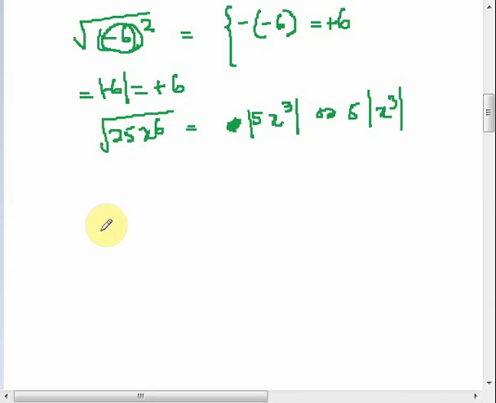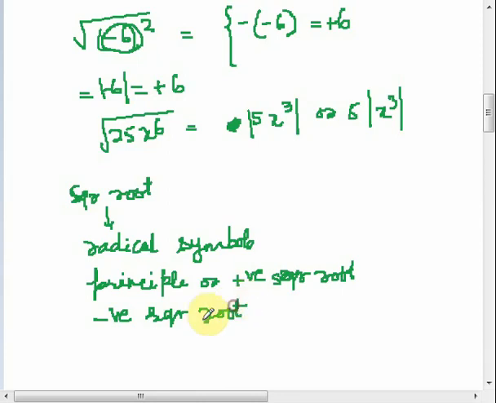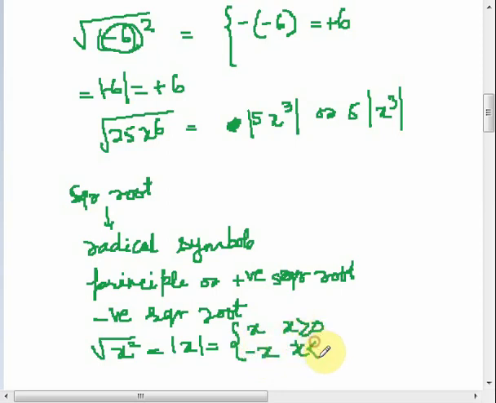So what we have seen: square root, radicand, radical symbol, principal square root, principal or positive square root, negative square root, and the value of root x square is equal to mod x, which is x if x is greater than 0 and minus x if x is less than 0, because we have to make it positive.